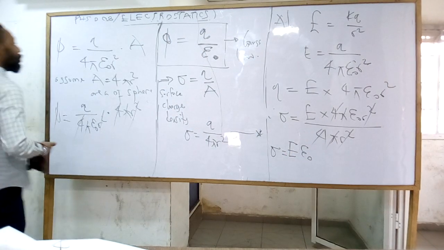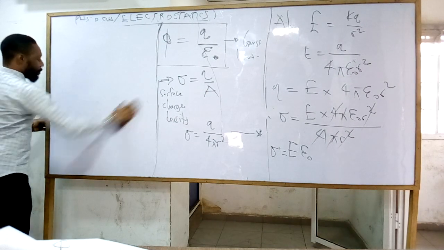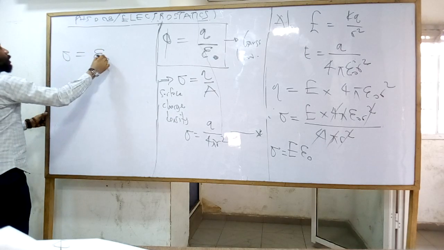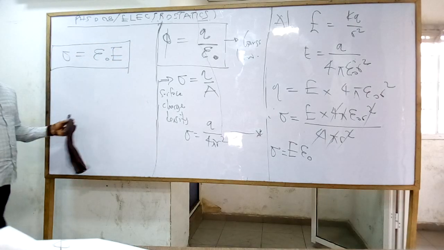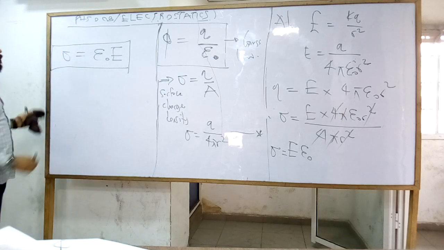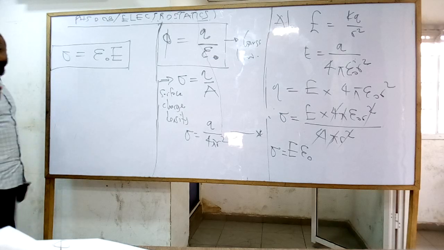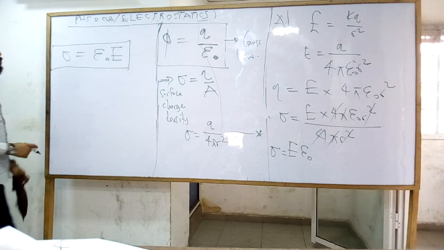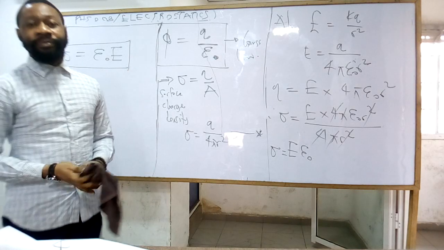So don't say I'm not aware. Another formula for surface charge density: sigma equals E naught E. You will not be given that thing, only electric field intensity. You get your sigma. So very important. So these are basic aspects of your electrostatics. I'll pause it here now. We'll take another aspect after the break.